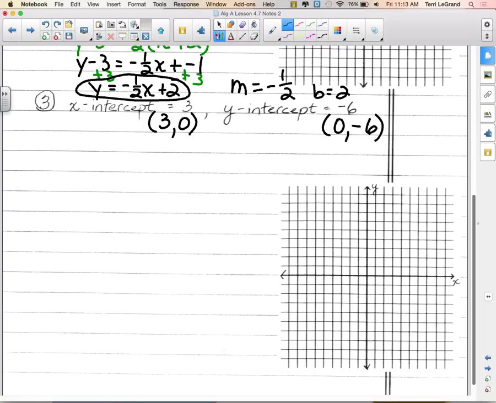Now we find what first? Y sub 2 minus y sub 1 over x sub 2 minus x sub 1. So we're going to find slope first. So go ahead and do that. Let's see if we can agree on a slope.